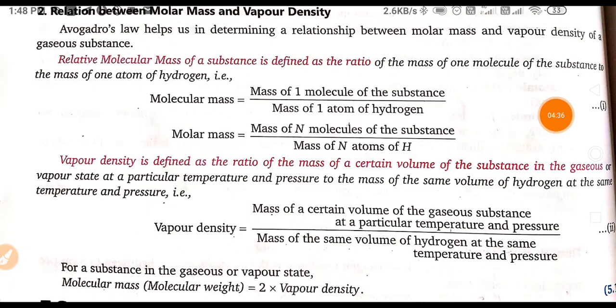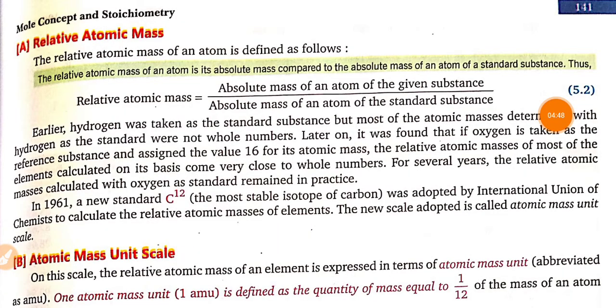So what is the conclusion? For a substance in the gaseous or vapor state, its molecular mass, its molecular weight, is equal to 2 into vapor density. To understand better, we first read about the relative atomic mass. In the next class we will do some questions on that, or I will explain to you what vapor density is.